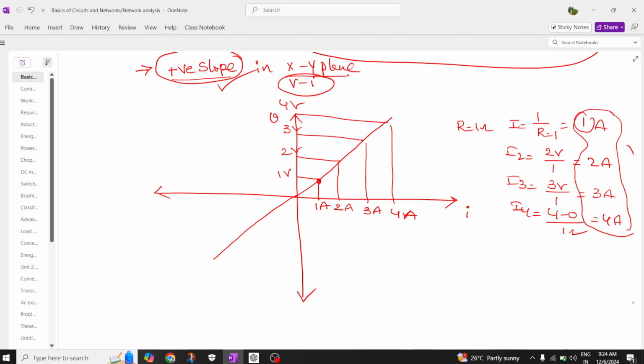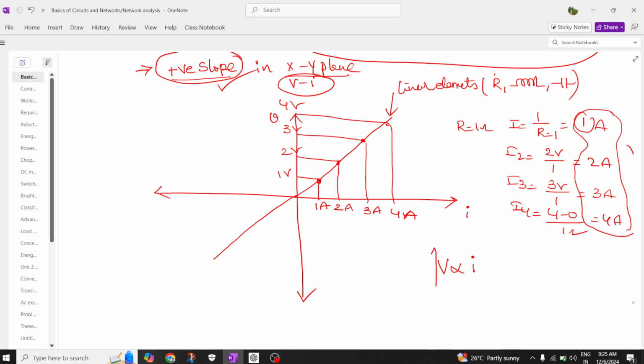This gradual increase I am going to show like dotted points. If we join all these dotted points, then I can say that these elements are called linear elements. Examples of linear elements are our resistor, inductor and capacitor. All will exhibit the same linear characteristics. With the increment of voltage, the current also will increase. I mean voltage is proportional to current.